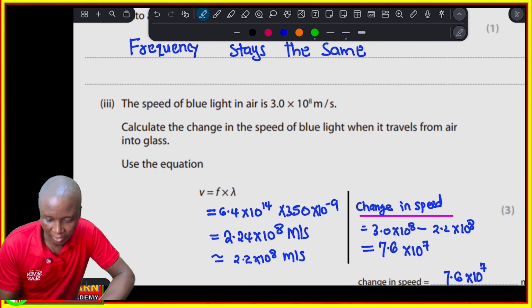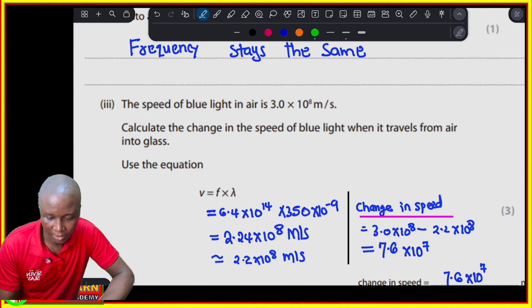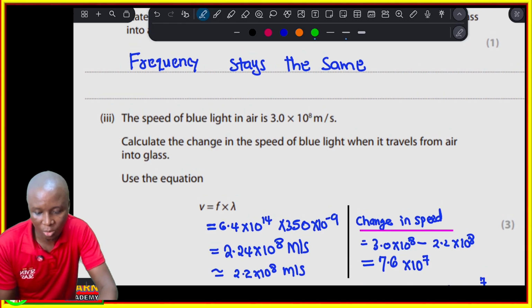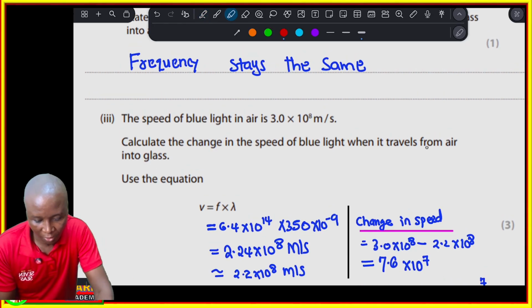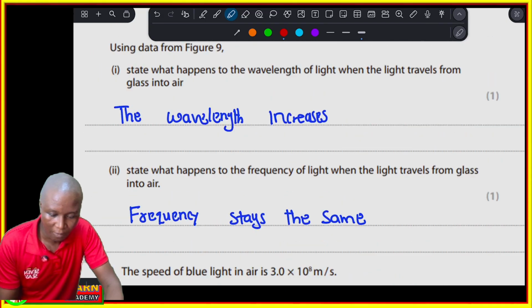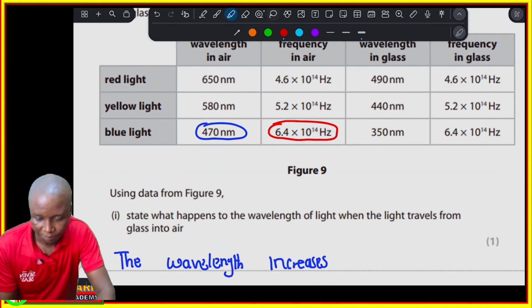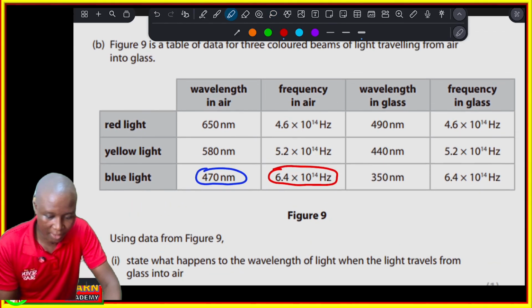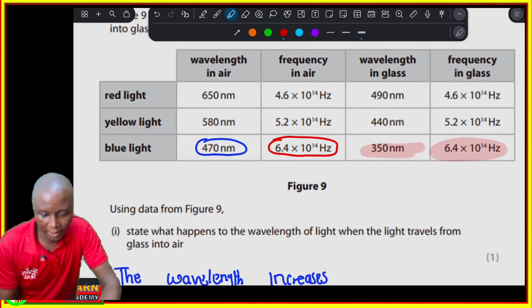The speed of light is 3.0 times 10 raised to power 8. Calculate the change in speed of blue light when it travels from air into glass. So we need to check what the wavelength in glass is, and what the frequency in glass is, so that we can calculate the speed.